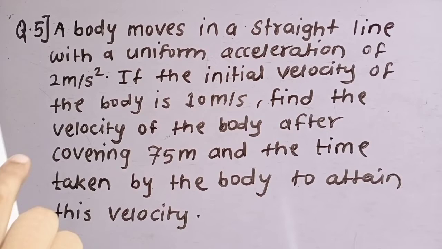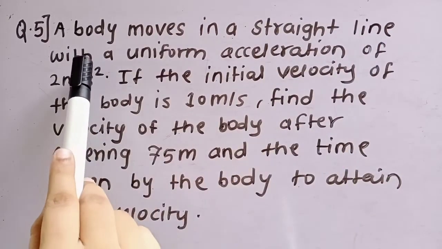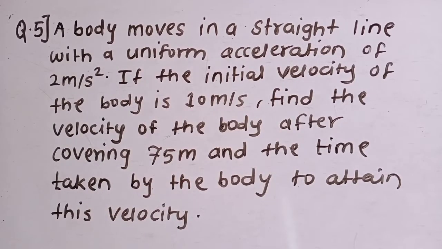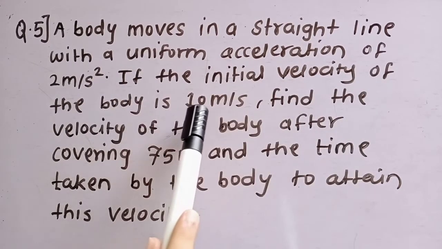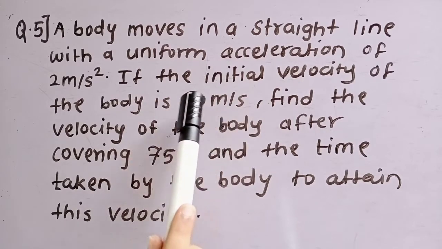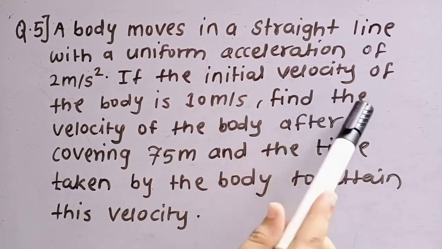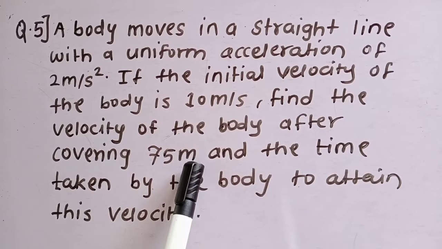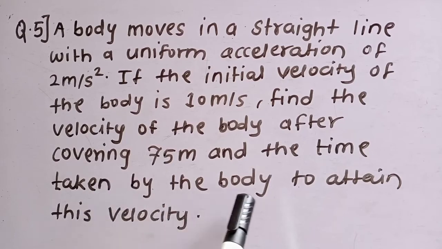Okay. Now students, see the fifth question. A body moves in a straight line with a uniform acceleration of 2 meter per second square. So here acceleration is given, that is 2 meter per second square. If the initial velocity of the body is 10 meter per second, means u is given, initial velocity u, that is 10 meter per second. Find the velocity of the body after covering 75 meters. So here distance covered is 75 meter, means displacement, and the time taken by the body to attain this velocity.